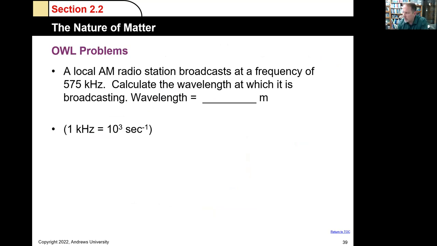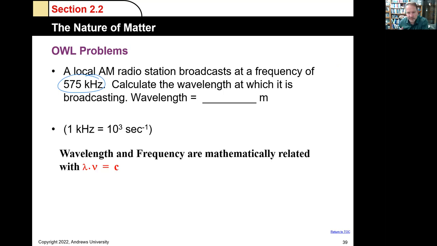Let's calculate the energy. No, this is calculating the frequency at which a local AM radio is broadcasting. So this is going to take a frequency, 575 kilohertz, and we're going to find the wavelength. So this isn't an energy calculation. This is actually looking at the relationship, once again, between lambda, frequency, and the speed of light, because there's nothing about energy here. We could turn it into an energy one.